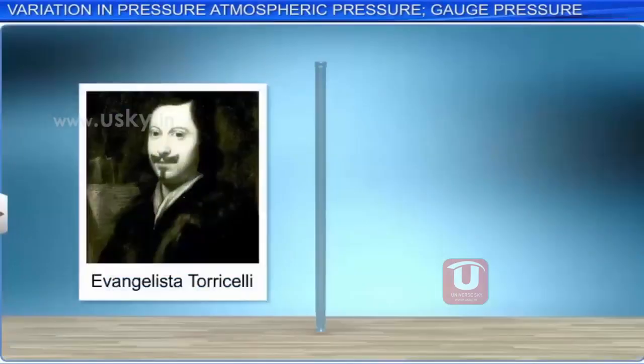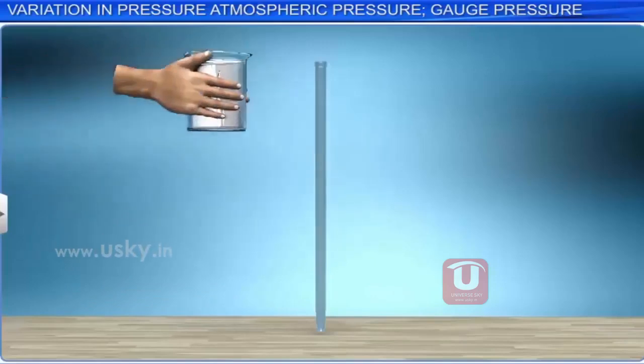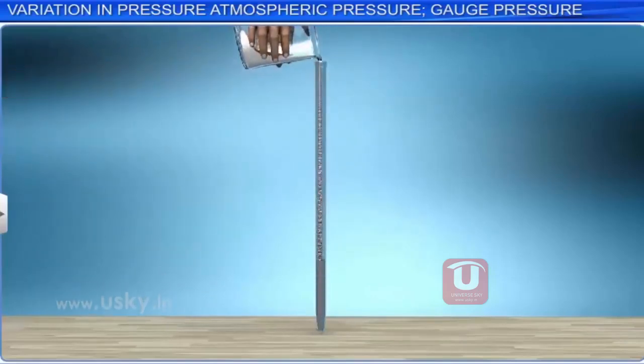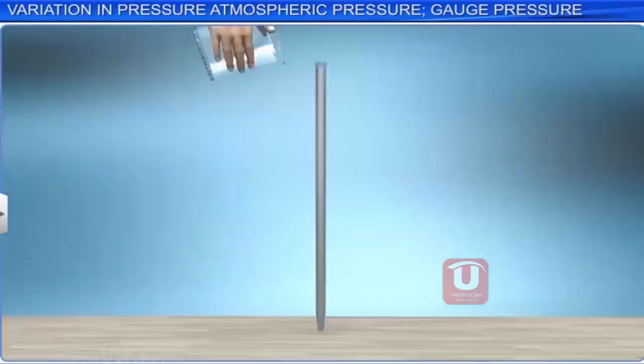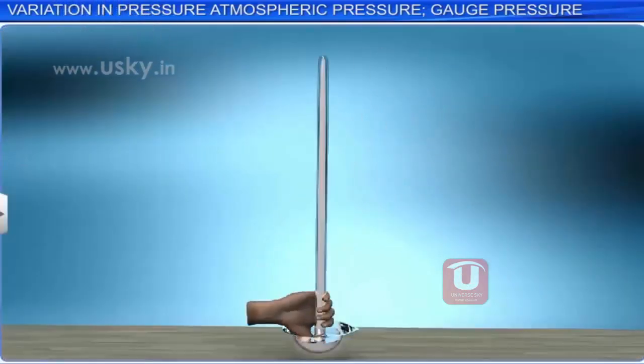Torricelli devised a mercury barometer. For this barometer, a long glass tube closed at one end is filled with mercury and then inverted into a glass trough containing mercury. The mercury column in the tube falls to some extent and a vacuum is created in the tube. This vacuum is known as the Torricelli vacuum.